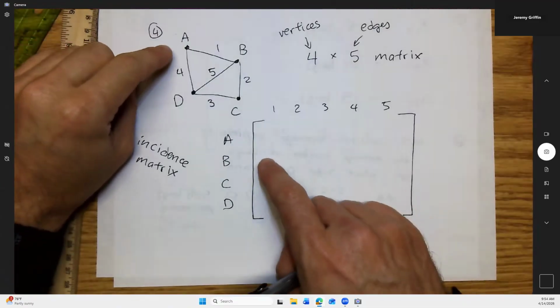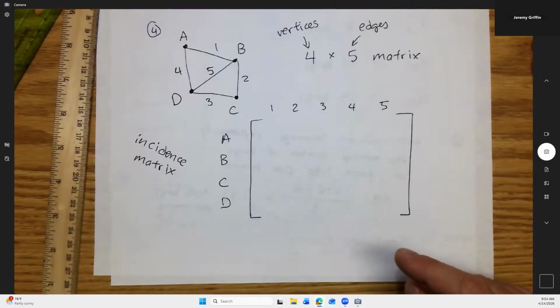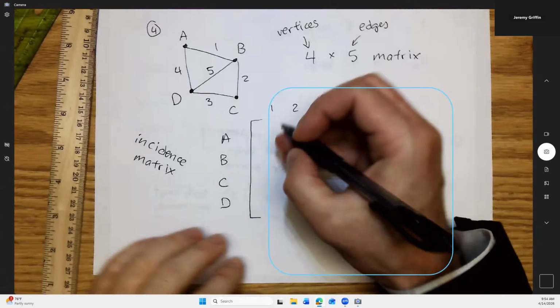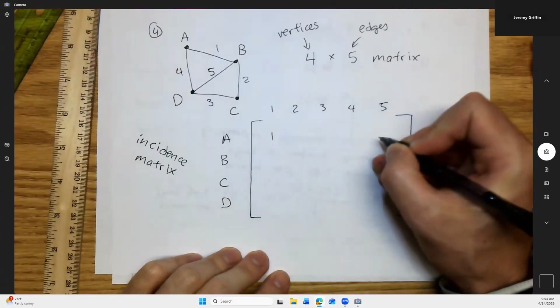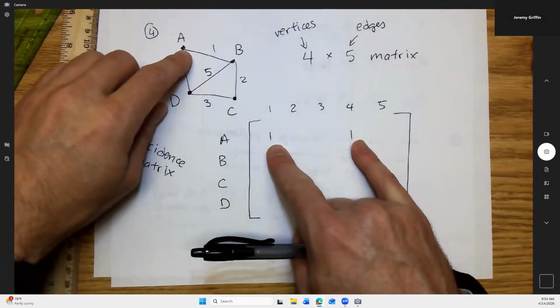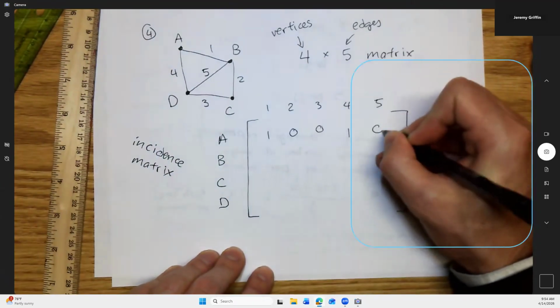All right, so let's start with point A. This point A is connected to edges 1 and 4. You see that? Okay. So for A1 and A4, I'll put 1s for each of those because those apply. Okay. But point A is not at all connected to 2, 3, or 5, so I'm going to put 0, 0, 0 for those.